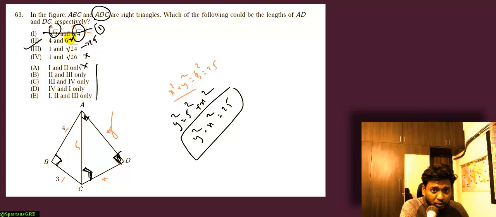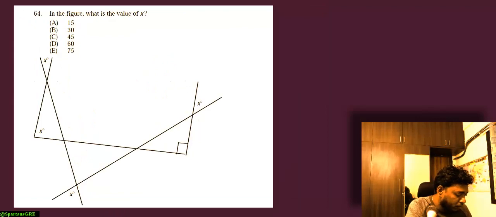Again, 6 square minus 4 square is not giving you 25, right? So this is also wrong. Option 4, 26 minus 1 is giving you 25. So option 4 is correct. So your answer will be option C, right? So let's move on to the next question.